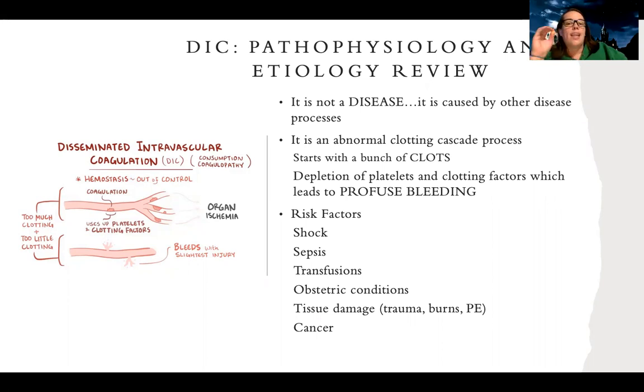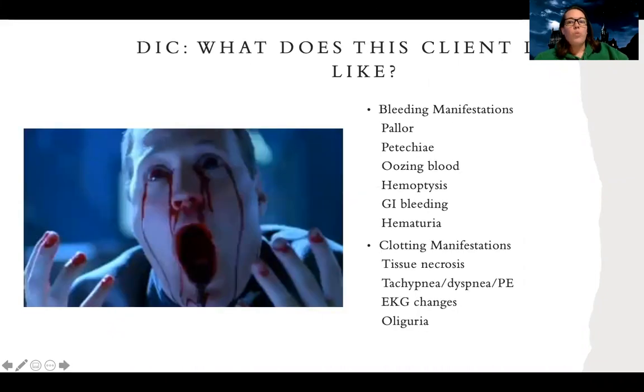And the process is an abnormal clotting cascade. What you start out with is a bunch of clots, because of one of these risk factors like shock, sepsis, cancer, pregnancy, etc. You make so many clots that you run out of the things you need to make clots. So you start out with a whole lot of clotting, and then you go to a whole lot of bleeding because you ran out of platelets and clotting factors, which eventually leads to profuse bleeding.